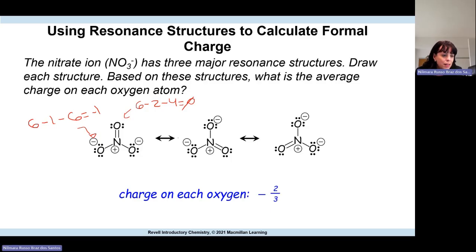Charge on each oxygen is -1. But then if you have 3 structures, the sum of the charge over here is -2, but then we divide by 3 because we have 1, 2, 3. Yeah? Because we're talking about the oxygen, not the sum of all the atoms, just about the oxygen. Okay.